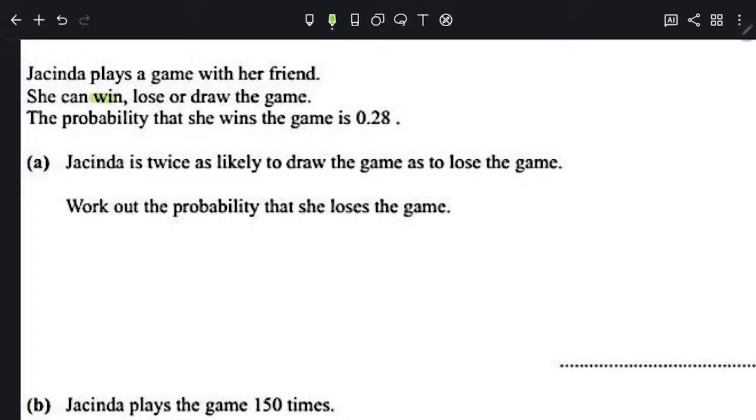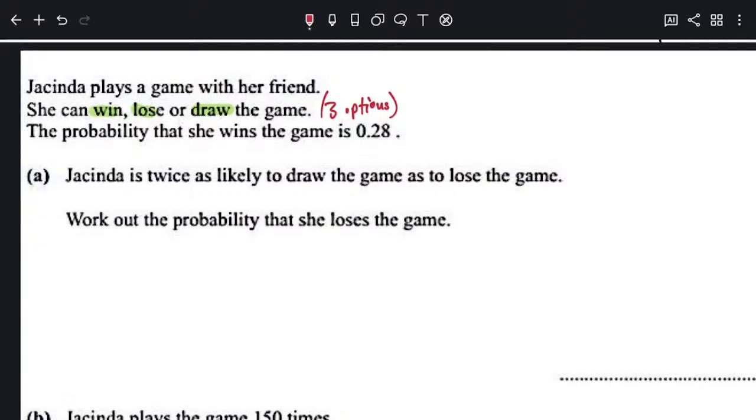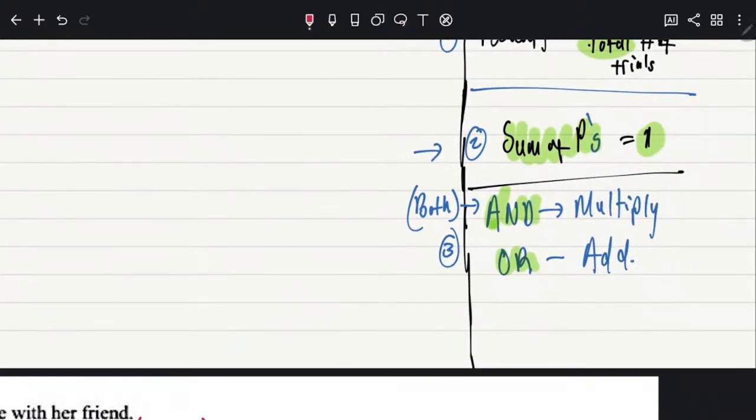She can win, lose, or draw. So I know that there are 3 options, which means I'll need the probability of all 3. Okay? If I add probability of win plus probability of lose plus probability of draw, they'll give me 1, because all probabilities add to give you 1. We know that. It's the second thing we said here.